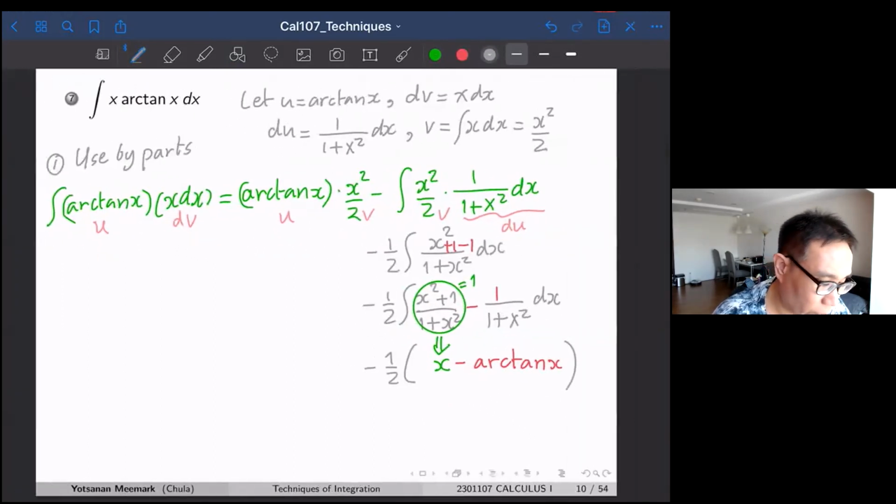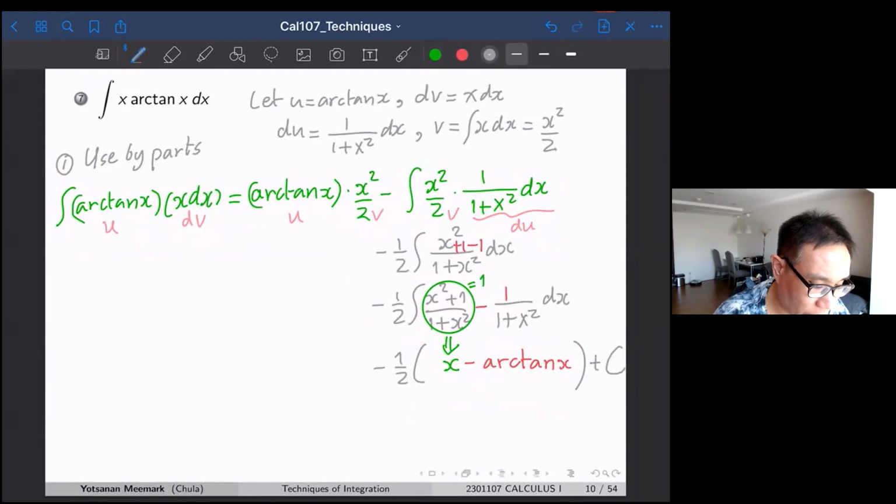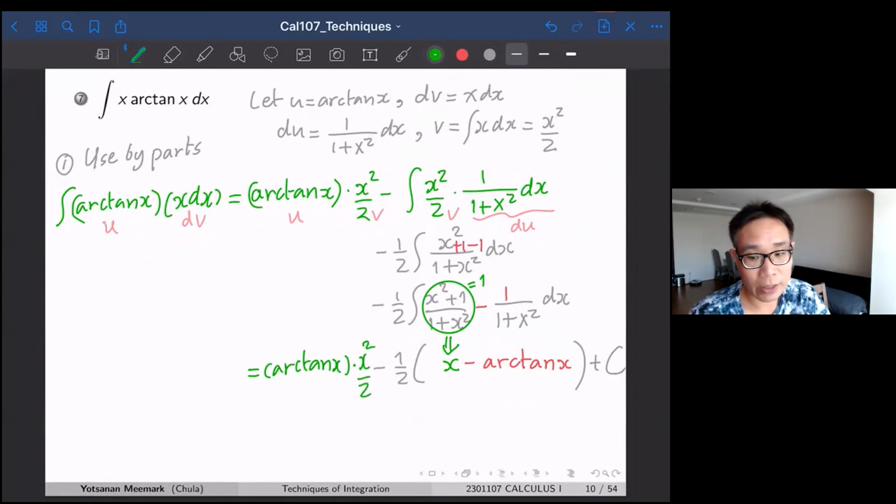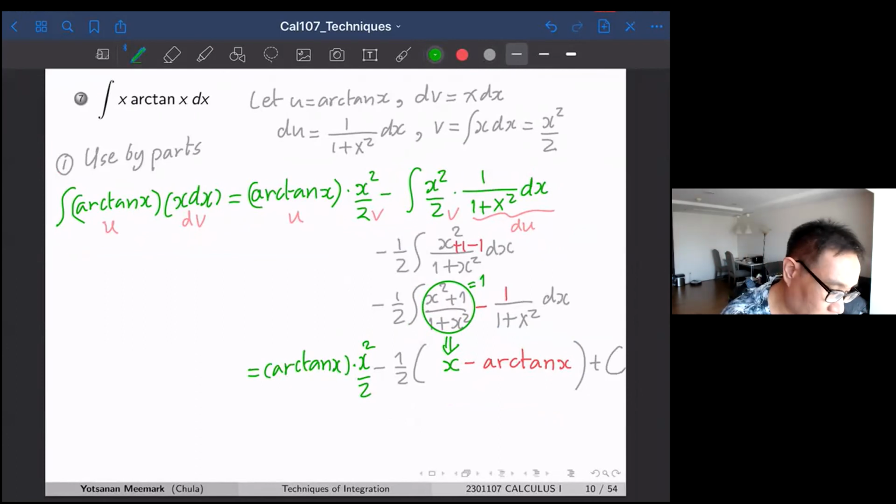Okay, so this is how we solve this integral, and you're going to have plus c for the final answer. So this is the final answer for integrate x arctan x. It's going to be arctan x times x squared over 2, minus 1/2 times x minus arctan x, plus c. Okay, so this is how we integrate. And here you just do the second step.